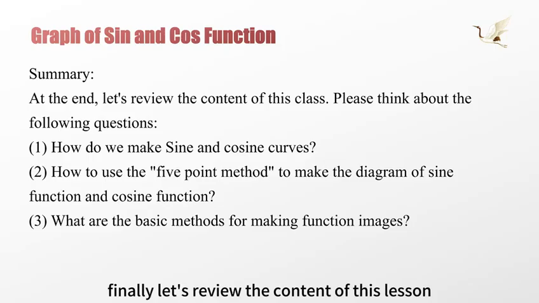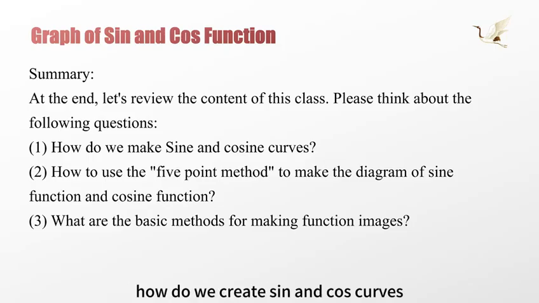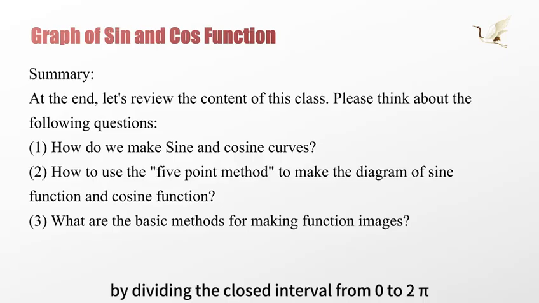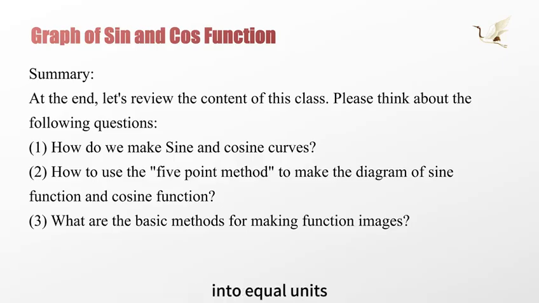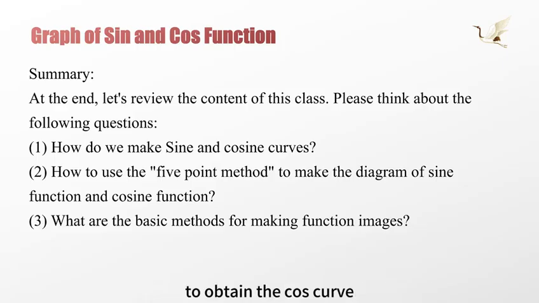Finally, let's review the content of this lesson and ask everyone to think about the following questions. How do we create sine and cosine curves? Firstly, we created a sine curve by dividing the closed interval from 0 to 2 pi into equal parts and dividing the unit circle, using the definitions of unit circles and sine functions. Then shift the sine curve to the left by half pi units to obtain the cosine curve.